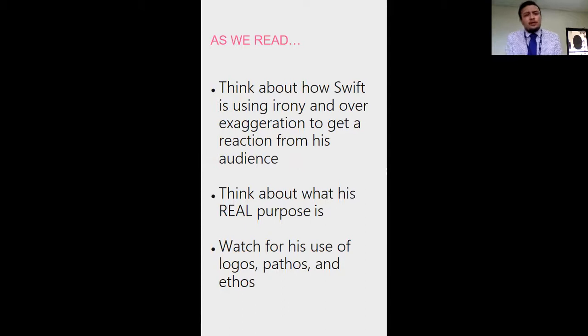If you decide to read it, or in any reading, think about Swift using irony or the literary elements and overexaggeration to get a reaction. How is this person using irony? How is this person using satire to get a reaction from the reader, from the audience? Think about what the real purpose is. What was behind the content of the letters? Watch for his use of logos, pathos, and ethos.